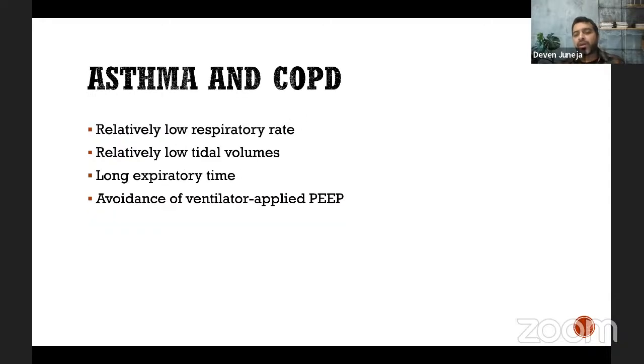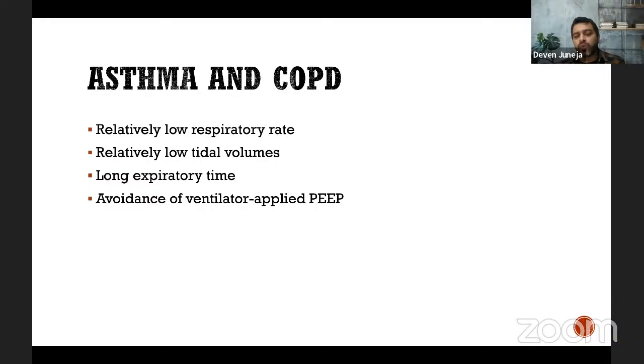Asthma and COPD are on the other end of the spectrum. These patients are going to require a low respiratory rate, and in ARDS we are giving them a high respiratory rate. In asthma and COPD, we are giving them low tidal volume. We are giving them low respiratory rate. Here, the problem is not oxygenation. Here, the problem is ventilation, that is the CO2 removal. So here, what we do is we keep the respiratory rate on the lower side.